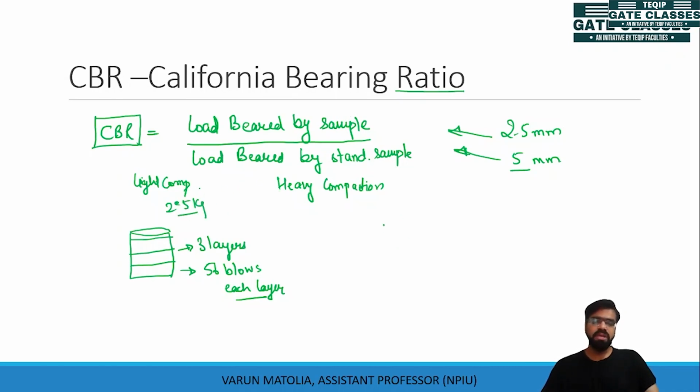Similarly, for heavy compaction, the same mold is used, but we fill the material in 5 layers.